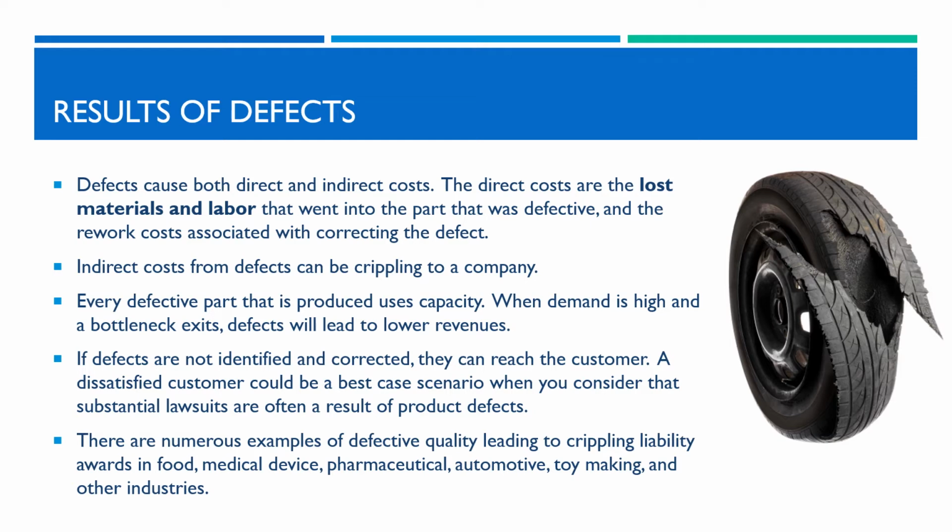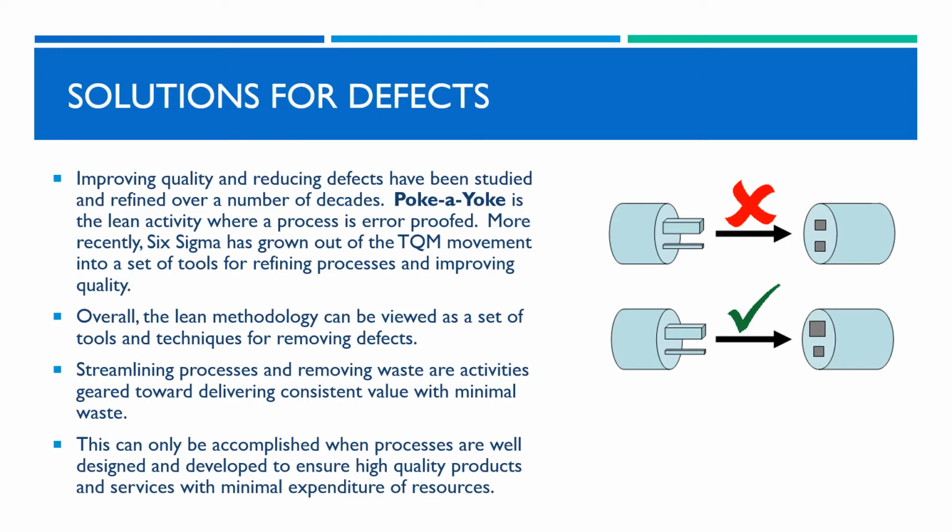A dissatisfied customer could be a best-case scenario, when you consider that substantial lawsuits are often a result of product defects. There are numerous examples of defective quality, leading to crippling liability awards in food, medical device, pharmaceutical, automotive, toy making, and other industries. And, what are the solutions for defect waste? Improving quality and reducing defects have been studied and refined over a number of decades. Poka-yoke is the lean activity, where a process is error-proofed.